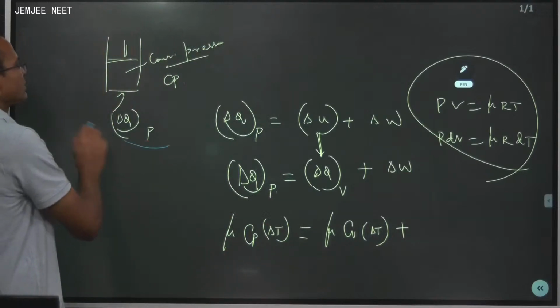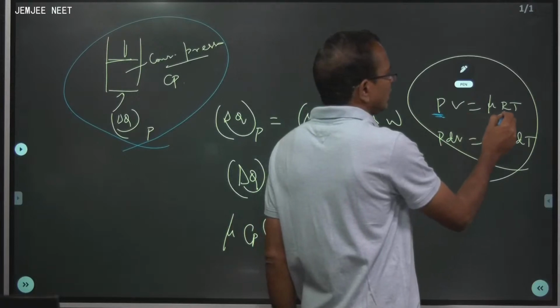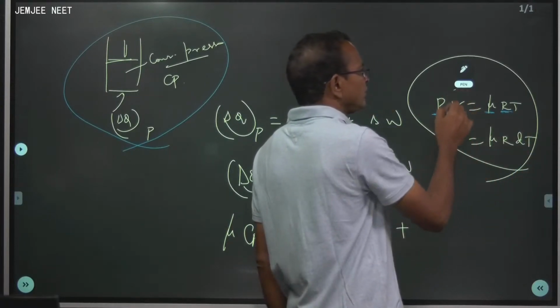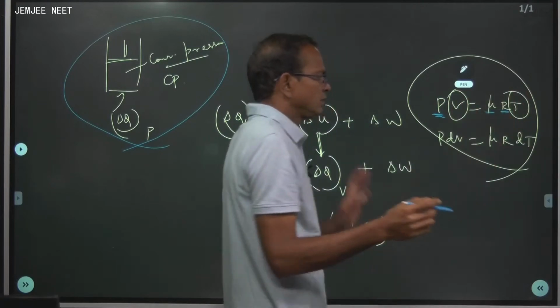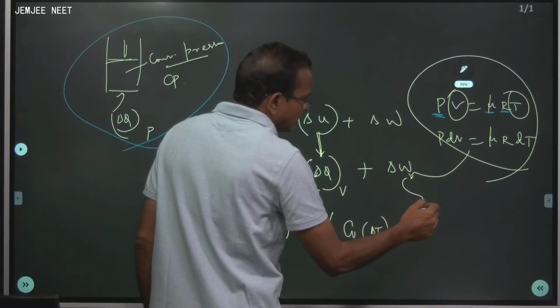Because I am working under constant pressure, don't forget, my pressure is a constant, R is a constant, mu is a constant. Then what are the variables? V is a variable, T is a variable. Clear now? So, now delta W, what should I write here? Come on, help me.